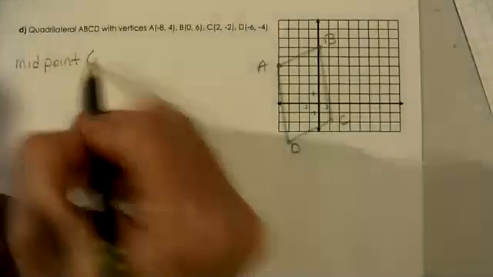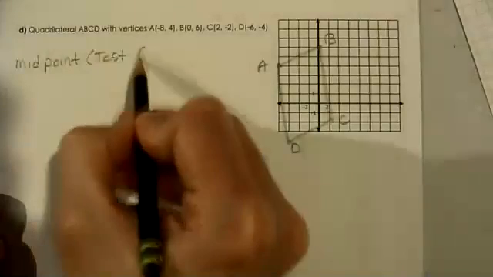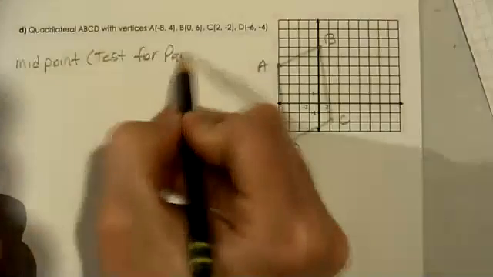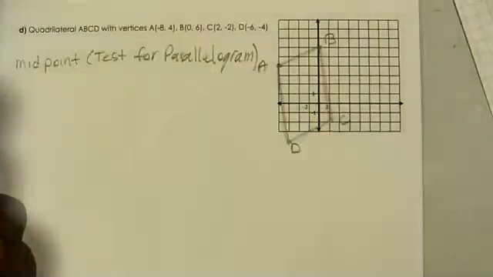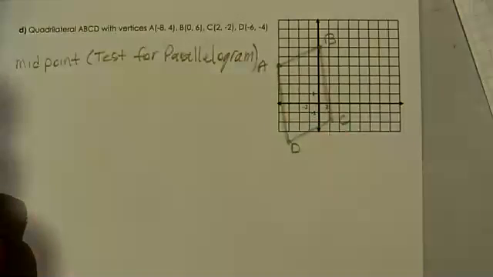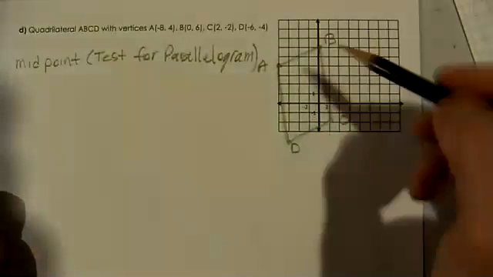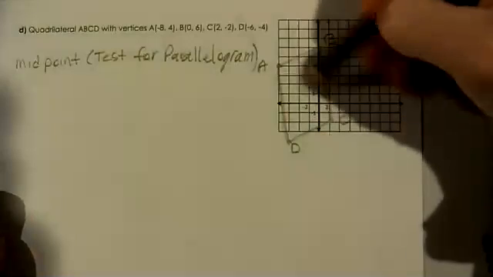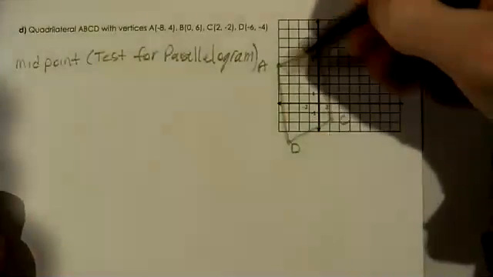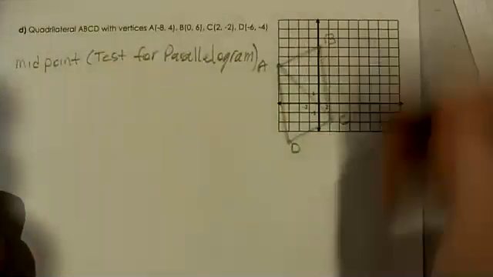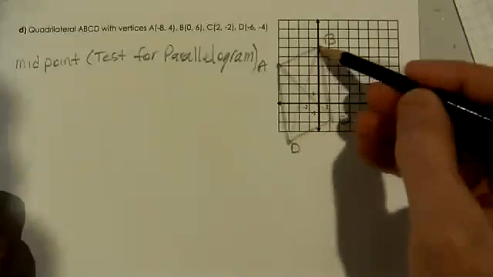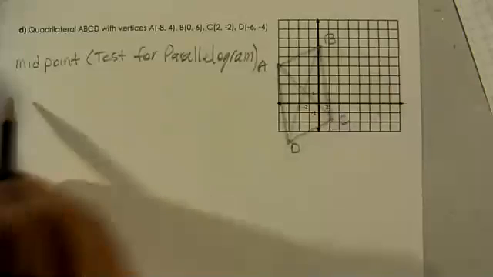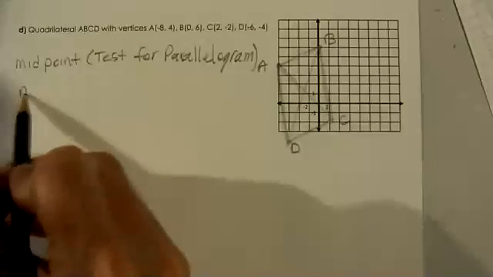And the midpoint is going to test for parallelogram. That's what the midpoint does. If they have the same midpoint, then it is a type of parallelogram. So our diagonals are AC and BD. Okay, so we'll look at AC.